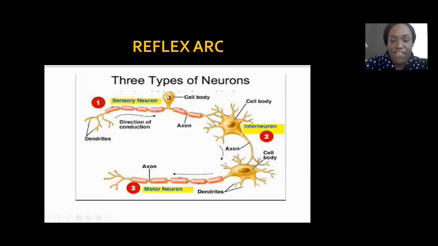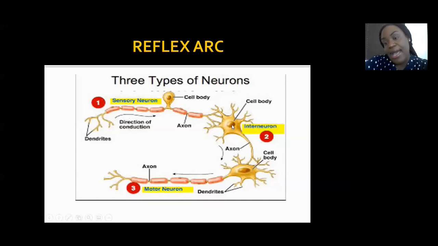It does not have any spiky-like projections or dendrites. It's just a smooth cell body. Next, you're going to have your interneuron. Remember, you can call it your intermediate neuron or your relay neuron. This will be found in the central nervous system, in either your brain or your spinal cord.